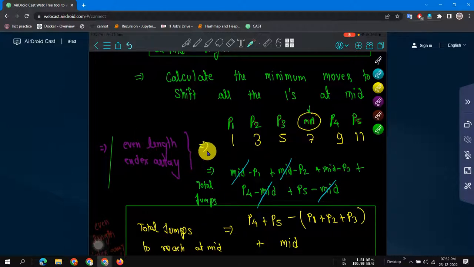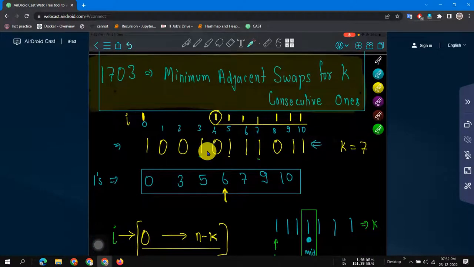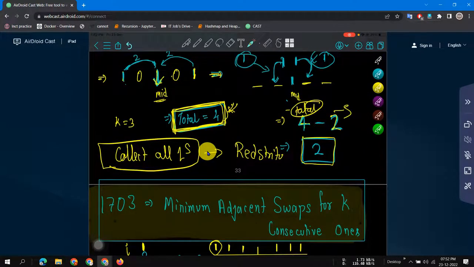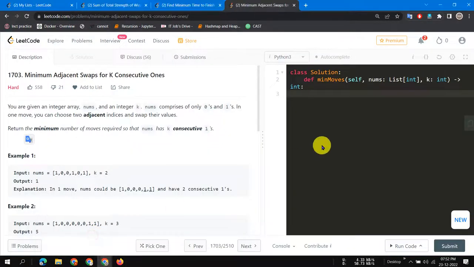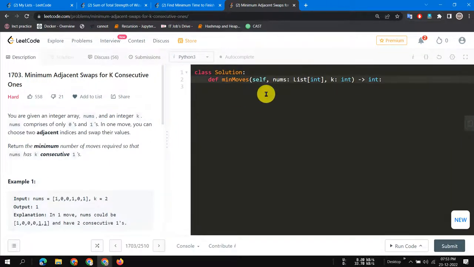So let's code it up, and after coding the total jumps needed to collect all the ones at a midpoint, then after that I will subtract the jumps that need to distribute all the ones around the midpoint, right? Now first of all let's code up the total jumps that is required to collect all ones at a midpoint, right? Okay, so let me come here. After doing this I will redistribute it. Okay, so what I have to do here is I'm going to code in Python.